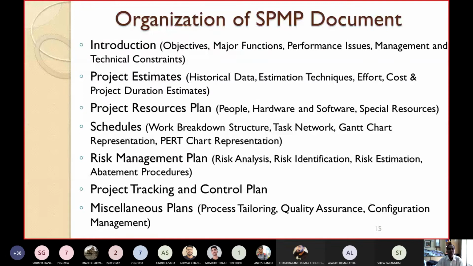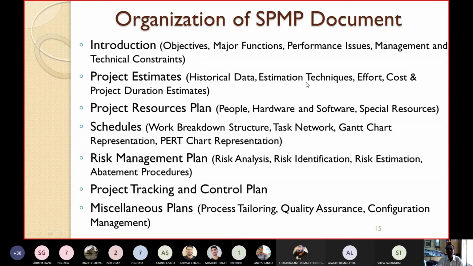Very easy. First, you have to write down the introduction of the SPMP document. This will contain the objectives, scope, major functions of the project, the performance issues, management and technical constraints, etc. That will be written in the introduction section. The next section is project estimates. Here you have to mention the historical data of the project, various estimation techniques you have used like COCOMO or function point, etc., and the effort, cost, and project duration estimates.